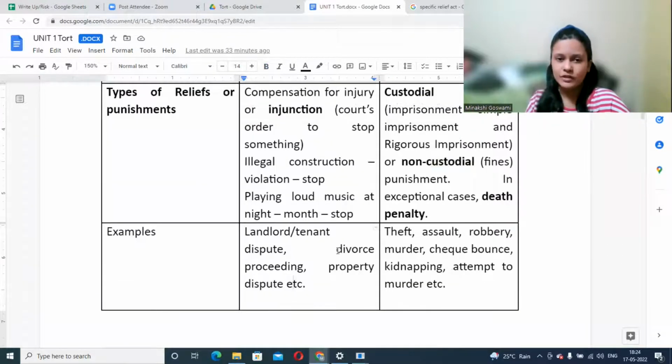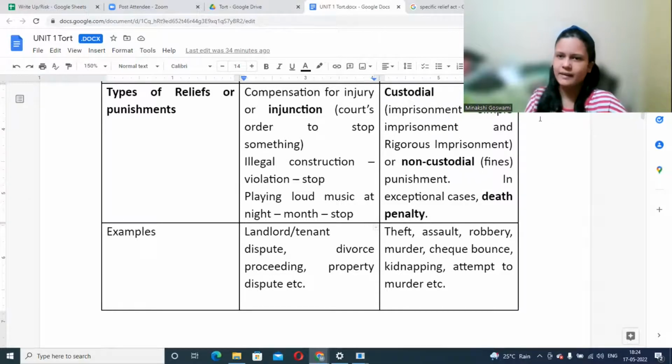Some of the examples of civil would be landlord and tenant dispute, divorce proceeding, child custody, property dispute, validity of marriage. Ma'am, one more thing. In this custodial, there's one more called non-custodial, only fines under criminal. Non-custodial is for what type of crime? It is for less severe kind of crimes. You can check IPC. There are some crimes where punishment might be only 200 rupees fine, 500 rupees fine. Less serious, only fine might be there.